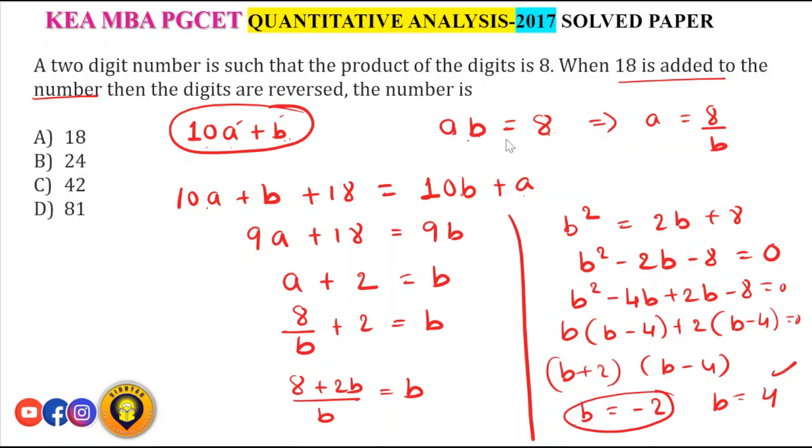Okay, if B is 4, then what is the value of A? See, AB is equal to 8. So B is 4, A into 4 is equal to 8. Therefore, A value will be 2. A is 2, B is 4.